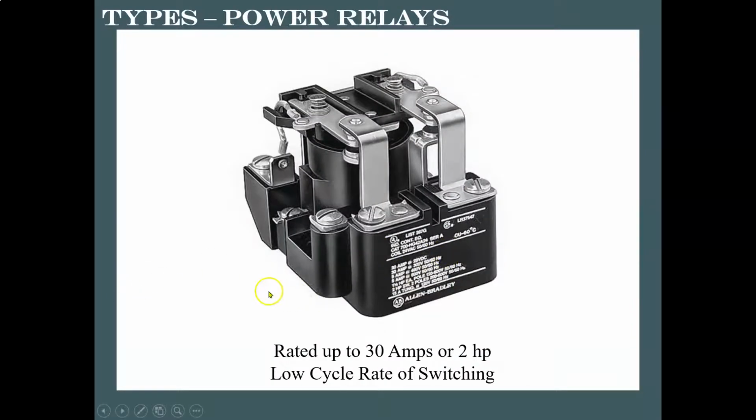We got our power relays. You may recognize one of these from first year. It was on your relays board. All right. These are rated for up to around 30 amps and say 2 horsepower motor loads. It says low cycle rating of switch. It means you are not going to be using this guy and switching it on and off and on and off. Okay, they're not meant for that. Again, general duty, a little heavier duty than those ice cube ones. They can handle up to 30 amps.